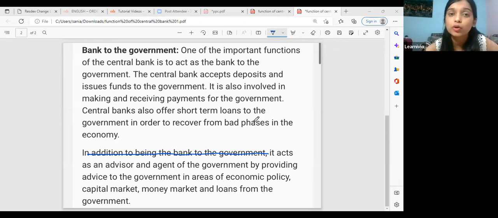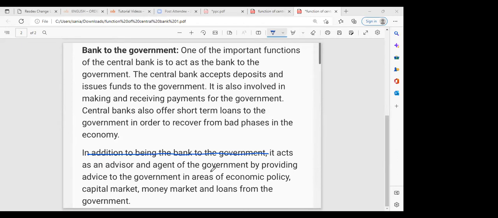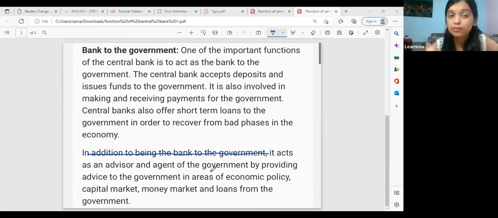Similarly, when governments are not in good condition, central bank comes to them and provides them short term loans so that they can recover from that bad phase. And also, central bank acts as an advisor and agent to the government by providing advice. For which sector? In the areas of economic policy, capital market, money market, and if they want to take a loan in that sector as well.